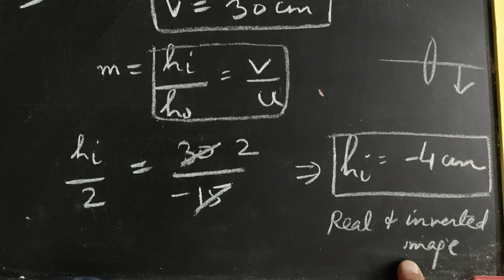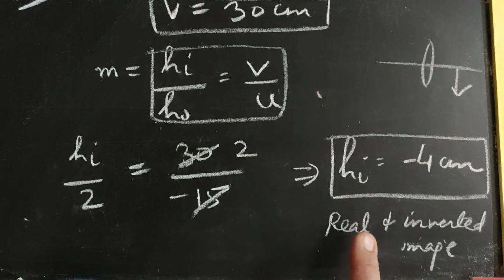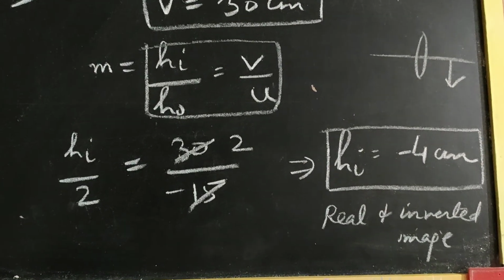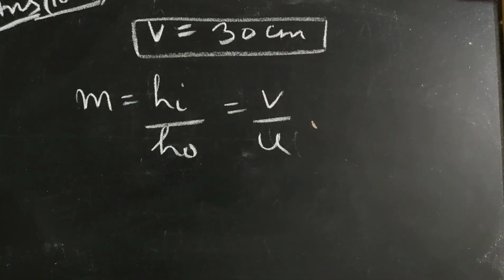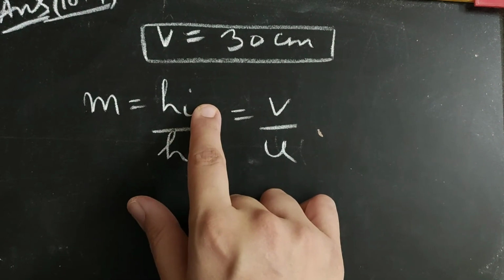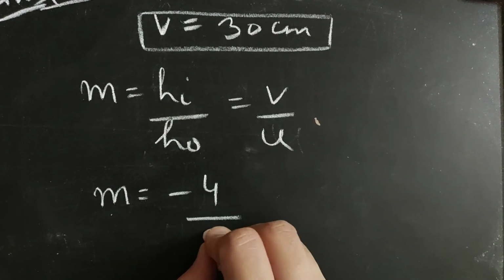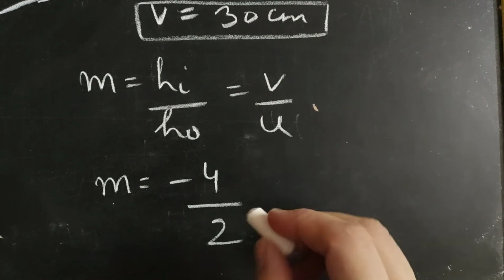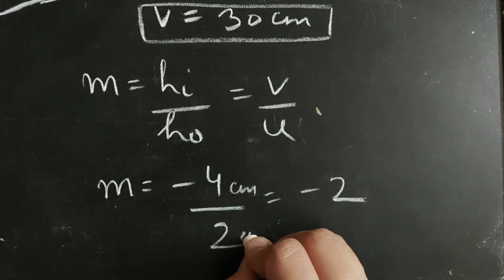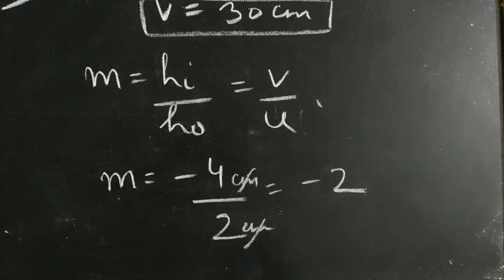Now we are left to calculate the magnification only. We have calculated image distance, we have calculated the height of the image, we have found it's a real and inverted image, and now we are left with the calculation of magnification. Now to calculate magnification, we can use either of these two ratios. I have calculated hi as minus 4 centimeter, so we can use this ratio and calculate magnification as minus 2. Both these values were in centimeter, so the units get cancelled and magnification is minus 2 without any units.